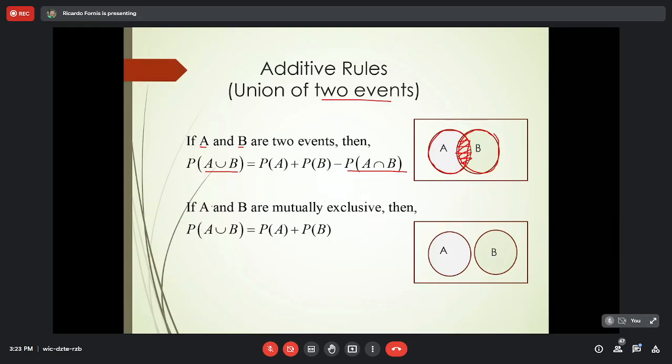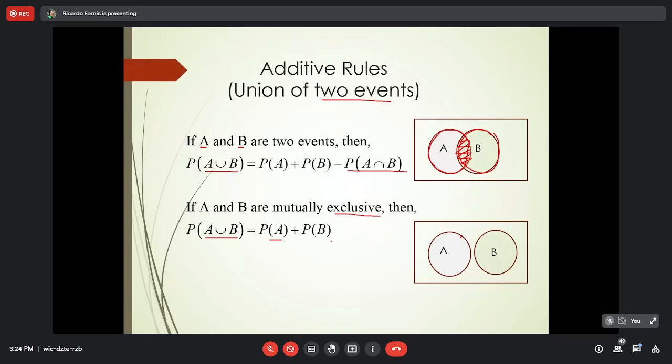If A and B are mutually exclusive, meaning one is not affected by the other, exclusive. So B has nothing to do with A, at the same time A has nothing to do with B. So it can be represented in this manner. You have here event A and event B. And as you can see, they can occur without one affecting the other. Then the probability A union B is simply probability A plus probability B.